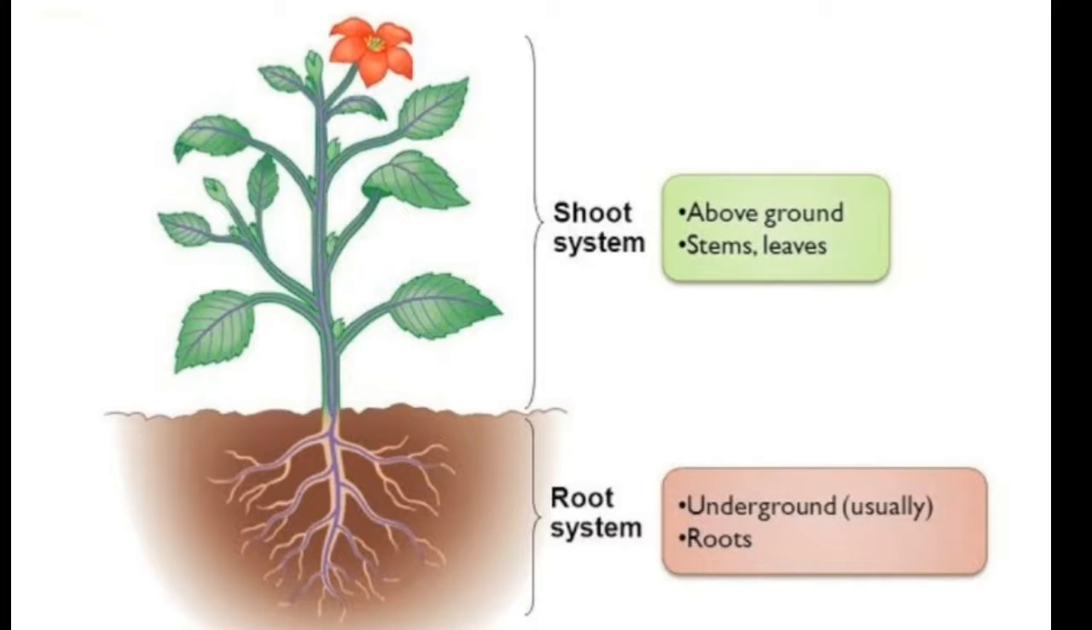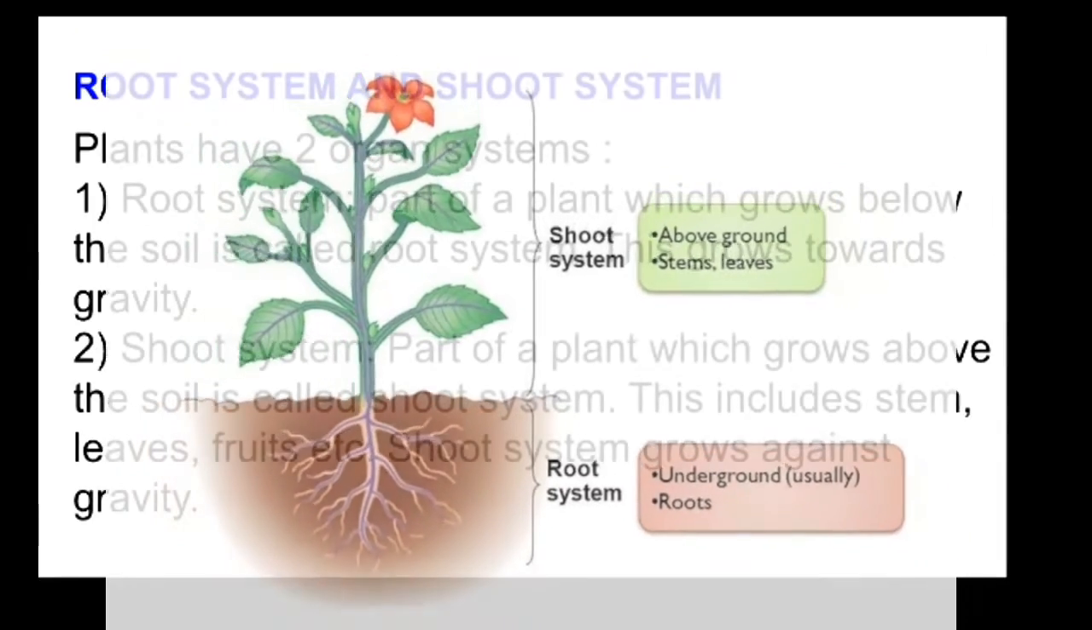Then the plant has two systems. They are the root system and the shoot system. Root system grows below the soil and it grows towards gravity and opposite to sunlight. Shoot system consists of stem, leaves, fruits, etc. and it grows above the soil. Shoot system grows against gravity and towards sunlight.